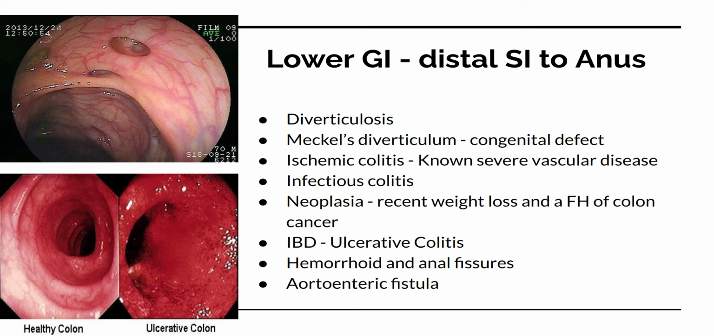If the patient has a history of weight loss and a family history of colon cancer, we can suspect colorectal cancer. And also inflammatory bowel disease, which includes ulcerative colitis and Crohn's disease, hemorrhoids and anal fissures, and finally aortoenteric fistula. And aortoenteric fistula is a connection between the aorta and the intestines, and of course it can lead to a lot of bleeding, it can lead to bloody stools.